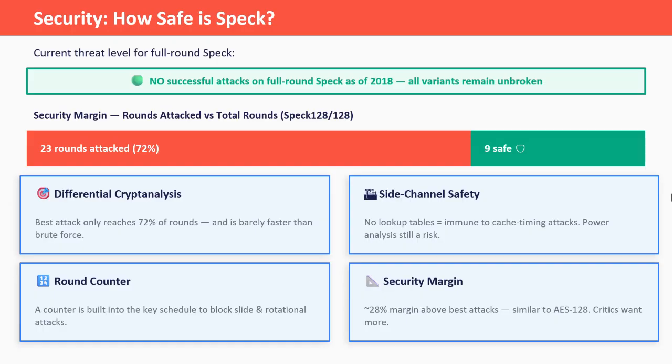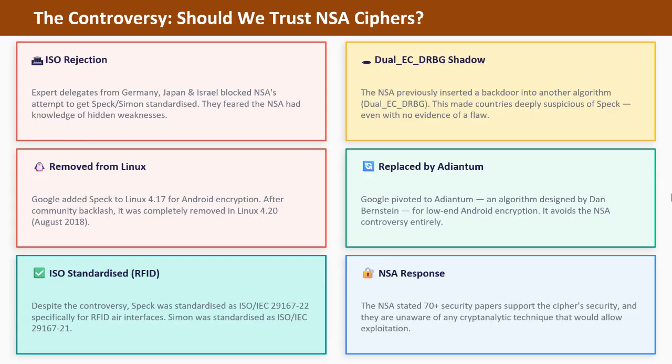Security: there haven't been any successful attacks on a full-round SPECK, so it's pretty safe. The best attack only reaches 72% of the rounds and is barely faster than brute force, so that's pretty good. The round counter is built into the key schedule. Although it's considered safe, I know that Japan and Italy don't want to implement it on a global scale. It's not being implemented as a standard because people are scared of the NSA having a backdoor, which they definitely do. But it seems safe enough for me, so we're cool with it.